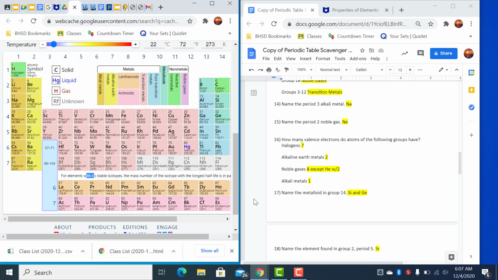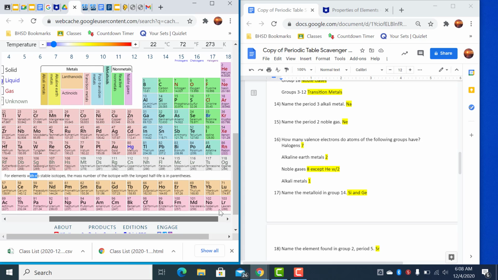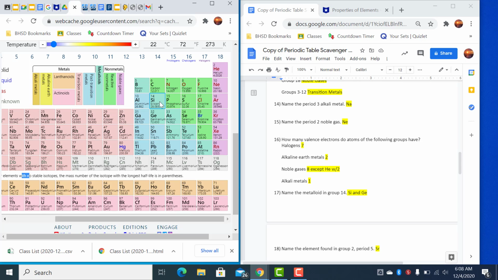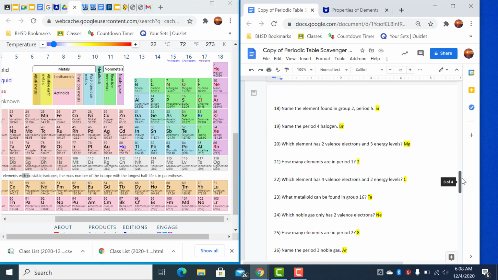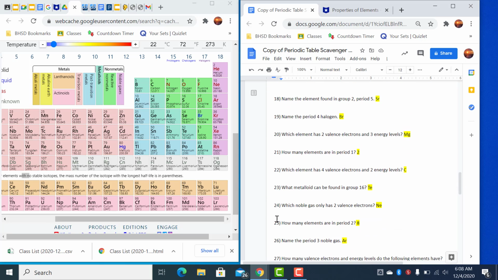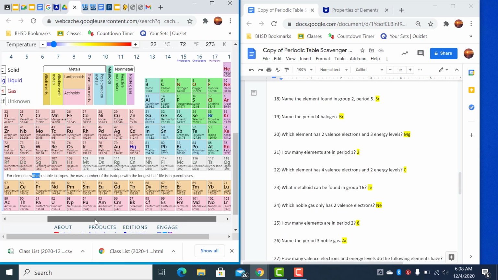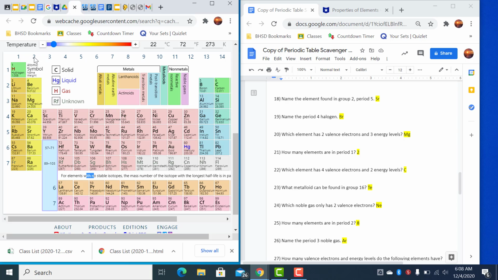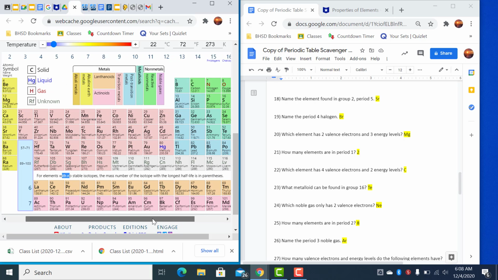Okay, 17, name the metalloid in group 14. Well, actually, there's 2. You've got silicon and germanium. Germanium. Okay, 18. Name the element found in group 2, period 5. All right, so group 2, period 5 would be right there, strontium. Strontium.